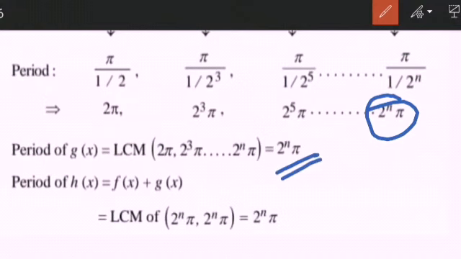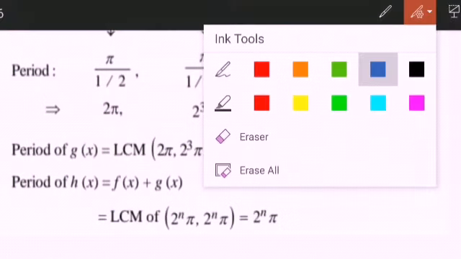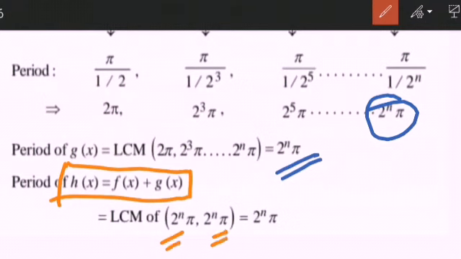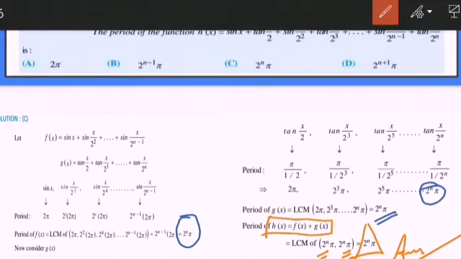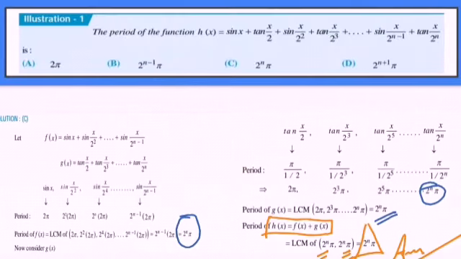And now for h(x), as this is a function here, h(x) is f(x) plus g(x), as assumed over there. The LCM of 2 to the power n pi and 2 to the power n pi is 2 to the power n pi. That is our final answer, which is option C correct. Okay, fine. So this is the result of this first question. You can pause it and check the question.